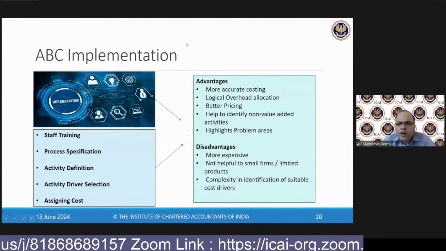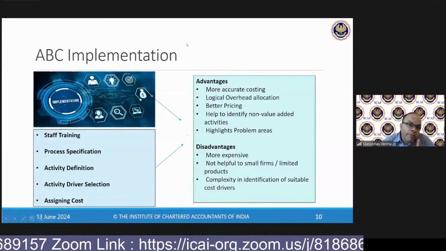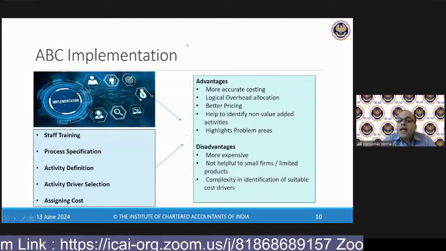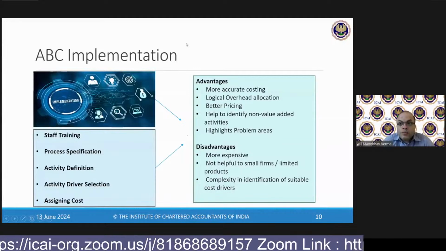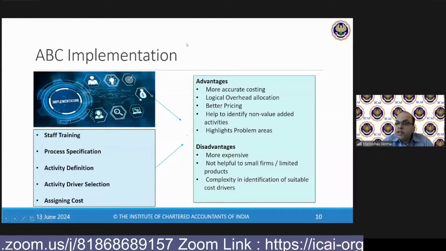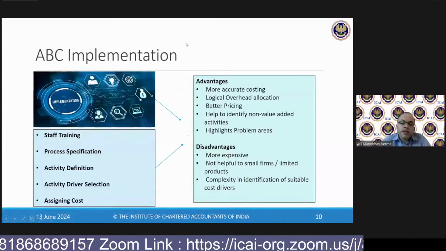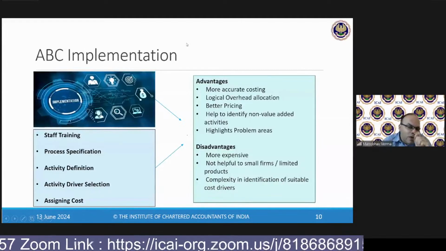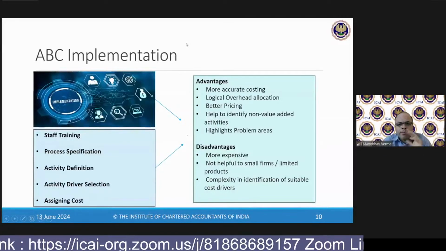From an advantages standpoint, of course, we have seen more accurate costing and logical overhead allocation. At the same time, we have not made the traditional overhead system redundant, because we saw that some overheads could still be allocated using either labor hours or machine hours. Better pricing comes from the first point, because if you have more accurate costing, you may be able to better price your products. And the fourth one, which we'll be talking about in a while, is re-engineering and benchmarking techniques. We'll see if there are any non-value-add activities that are not adding value. The example I gave you for Johnson's baby powder, right? There are many products in the industry.